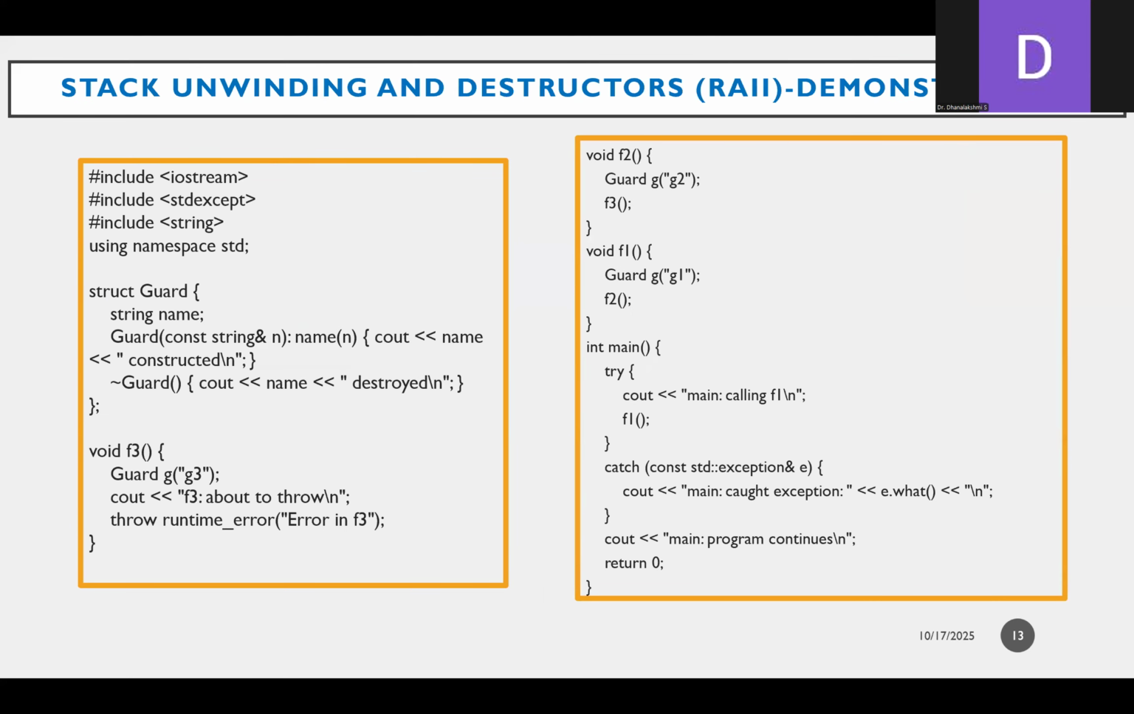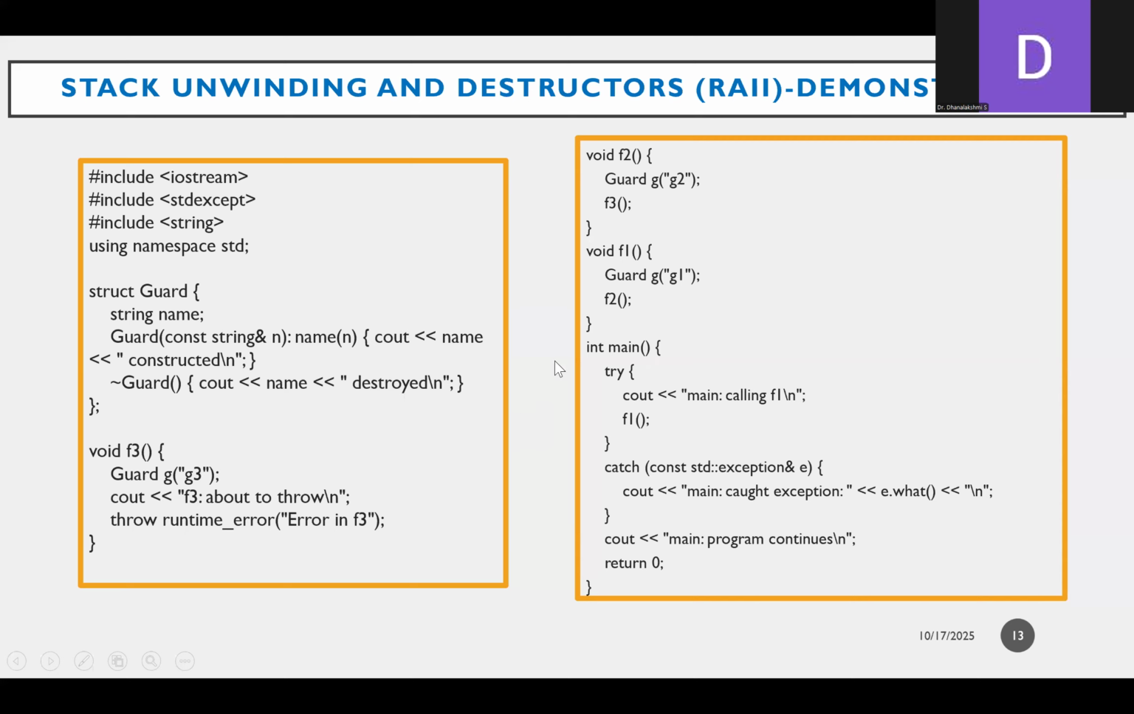Coming to the stack unwinding and RAII demonstration, let's use a small code here for explanation. Here we are going to use the guard struct. By adding RAII objects, here that's guard, we can see exactly how the stack unwinding cleans up all the locals when an exception is thrown. Let's see the control flow here step by step.